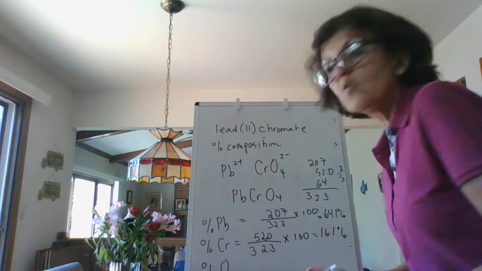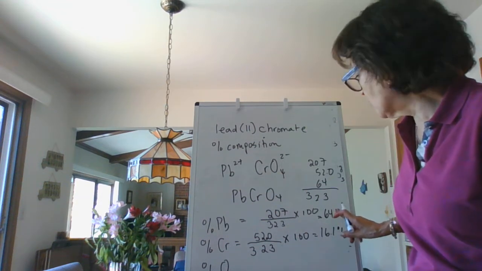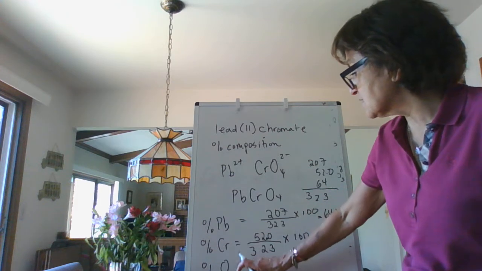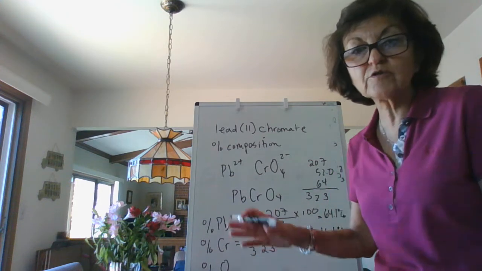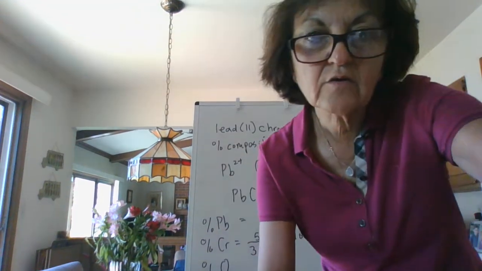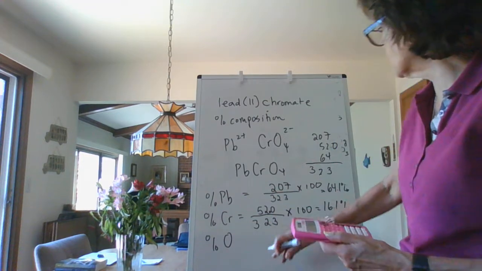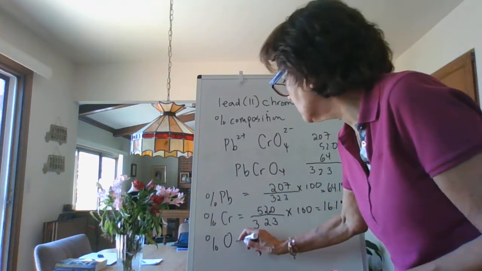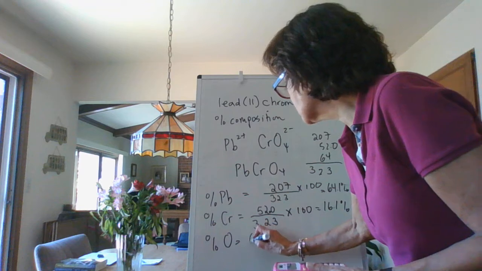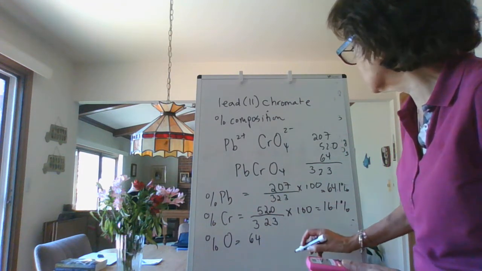Yep, so 16.1%. Now, what you can do in this situation is, if you know what this is and you know what this is, all you have to do is go 100 minus 64 and 16, and you'll get the percent oxygen. But for the heck of it, I'm just going to go ahead and crunch the numbers for the oxygen also. But, if you want to save some time, you don't really need to. You could just do 100 minus these guys.